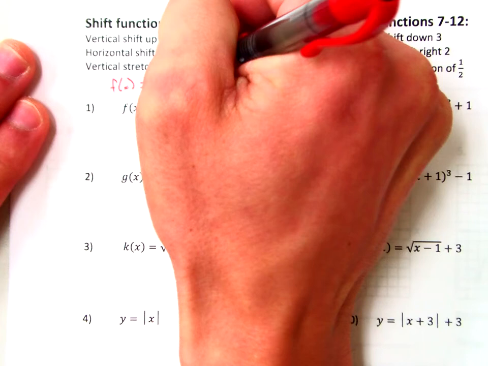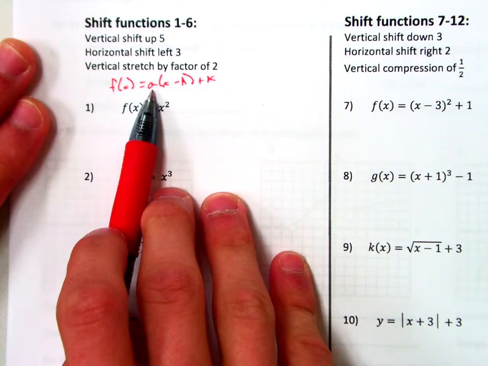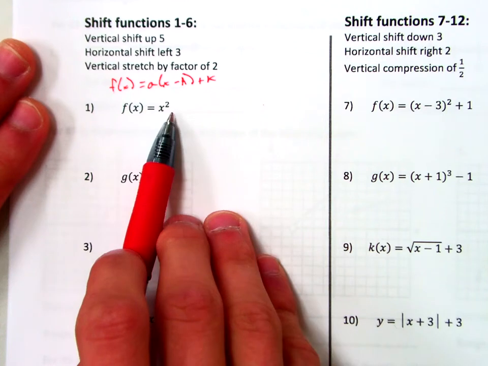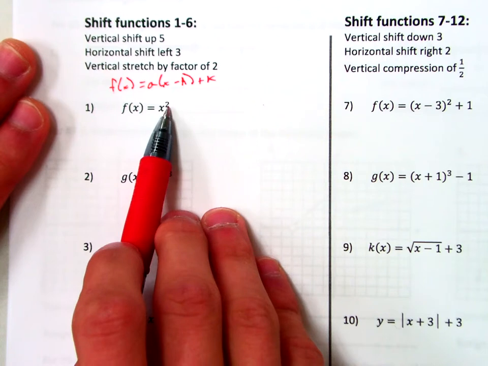where K moves it up and down, H moves it left and right, but it has the opposite effect. It's a negative H. And A will stretch it, compress it, or flip it upside down, or reflect it. What I mean is reflect over the x-axis. So right here with x squared, if I'm going to shift it up 5, left 3, and stretch it by a factor of 2, then it's going to have to look like this.